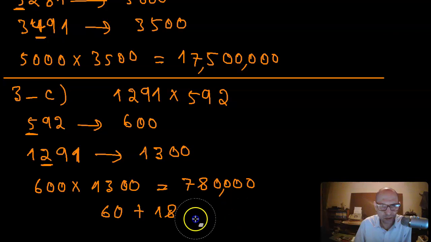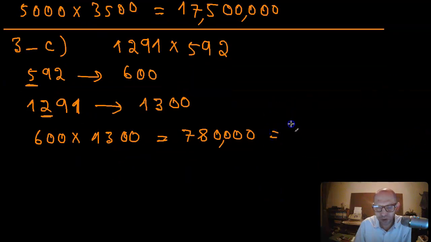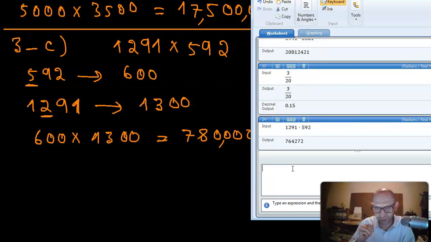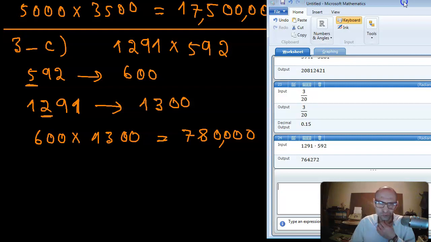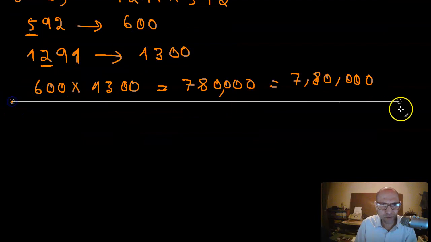That's 780,000, right? Whereas if you did the actual calculation, 1291 times 592, that would be 764,000. So the numbers are actually very close, not much difference, around only 20,000, right? So that's part C of this question.